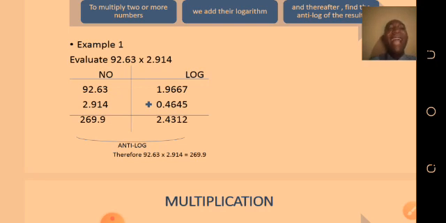0.4645. Let's add these two together. 7 plus 5, that is 12. You write 2, it will remain 1. When you add 1 to 6 plus 4, it will give you 11.